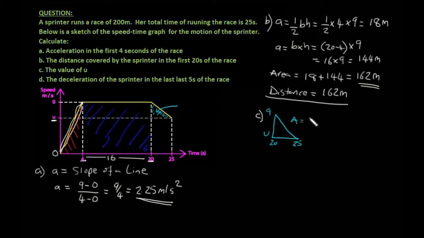So area A of a triangle is half times base times height, which is equal to half times base is 20 minus 25, which is 5, times height. Now height is 9 minus u. We simplify this and we get 22.5 minus 2.5u.